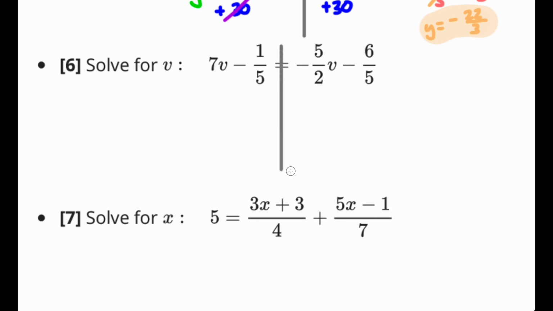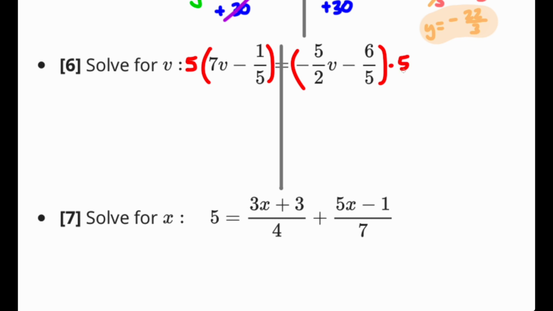I'm going to put this line here to separate each side of the equal sign. And I have 3 fractions here. 2 of them have 5s for the denominator, and one of them has a 2. So what I'm going to do first is multiply both sides by 5, just to get rid of those 5 denominators first.